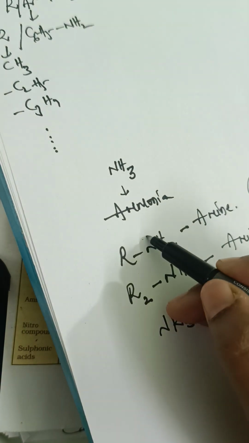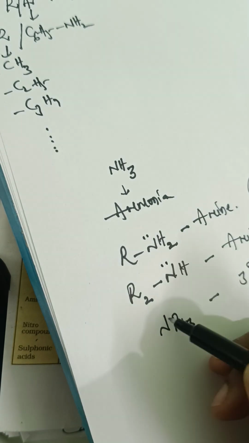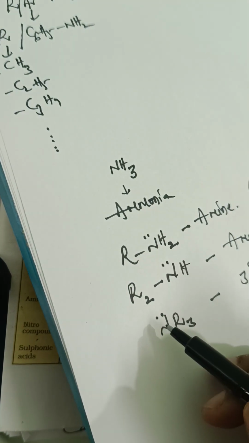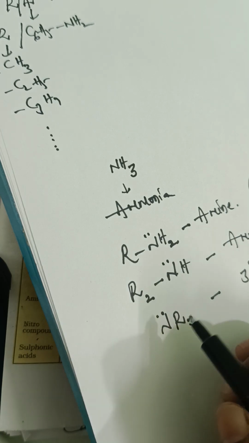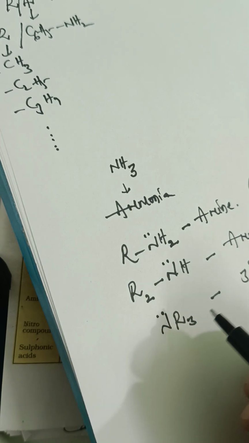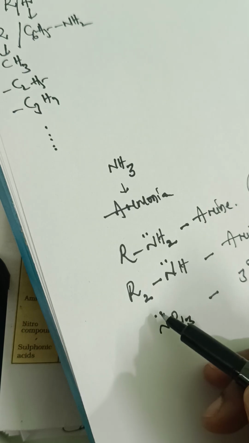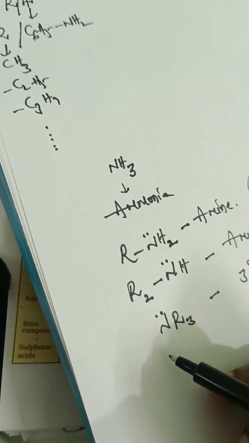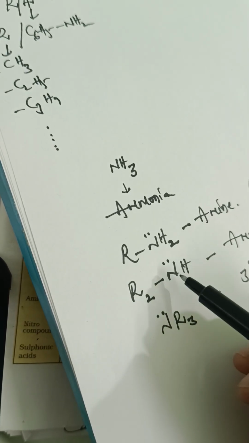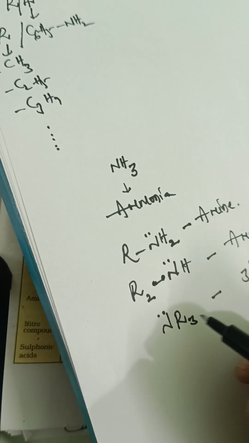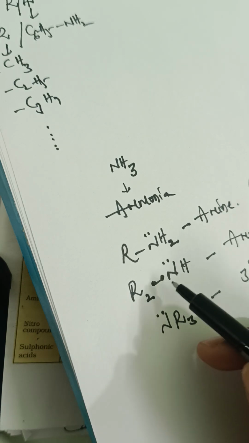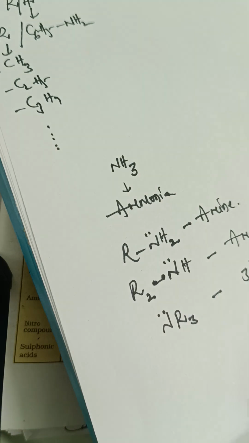And you know, one lone pair will be present on the nitrogen atom. Lone pairs are pairs of electrons which do not participate in bond formation. The pair of electrons which participate in a bond, 2 electrons in a bond, are called the bond pair of electrons.